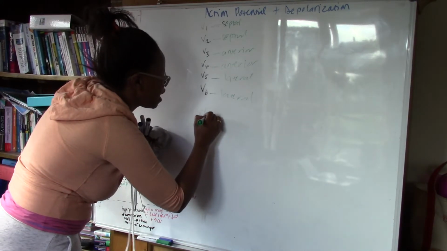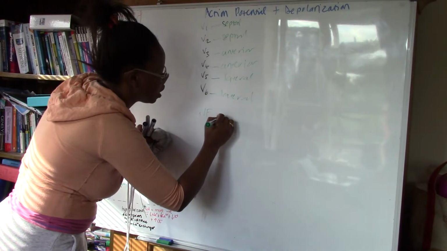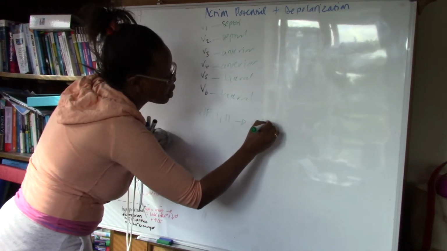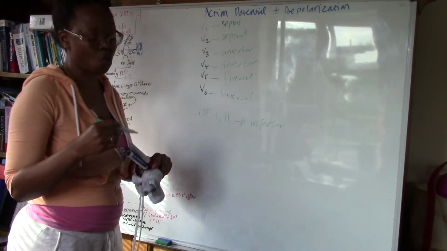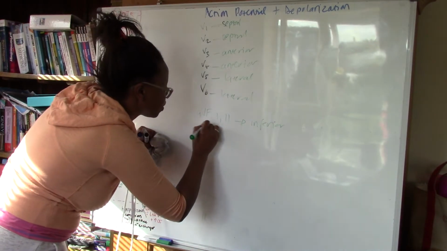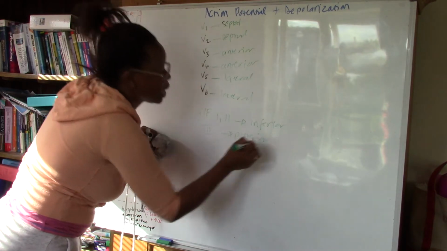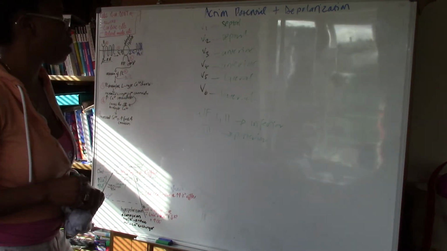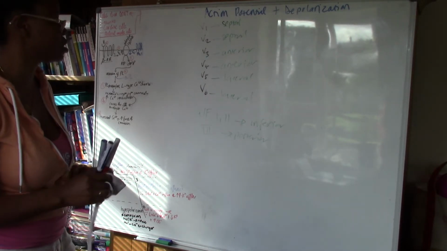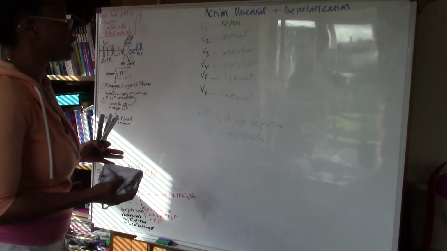And the limb leads such as AVF, lead 1 and lead 2, are the inferior leads. They are looking at the inferior wall of the heart. And then V3 is the posterior lead, and it looks at the posterior wall of the heart. So this is all I wanted to do in terms of the leads, so that when I do pathology I don't have to go back and do the leads as well.